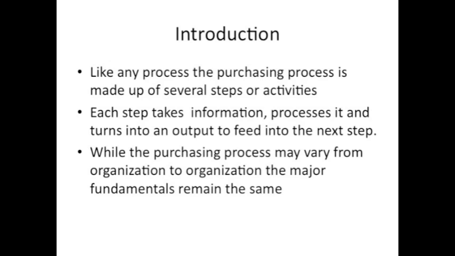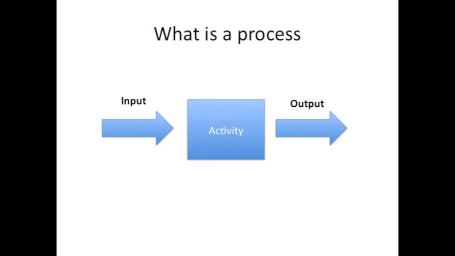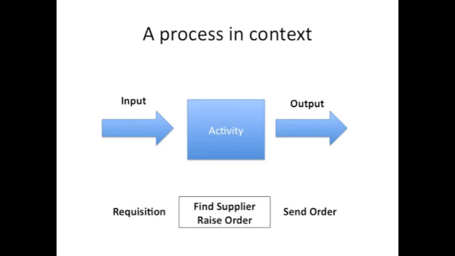Like any process, the purchasing process is made up of three key attributes: an input, an activity, and an output. While all companies' purchasing processes may be subtly different, the key fundamental steps remain the same. Let's take another look at a standard process. As we said, it has three attributes: an input, an activity, and an output. Let's look at this in the context of procurement.